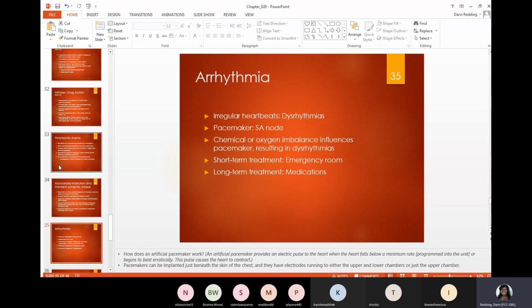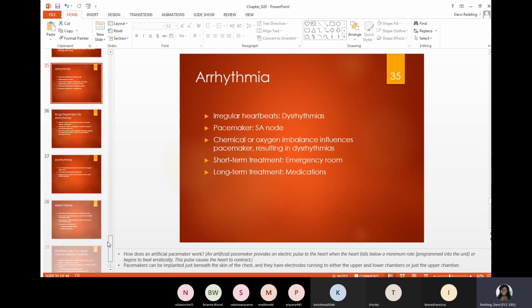And so with arrhythmias, there is a chemical or oxygen imbalance, which influences a pacemaker, which results in dysrhythmias. And so for short-term treatment, a person may go to the emergency room. And for long-term treatment, something that's going to continue to happen, they might be given medications.